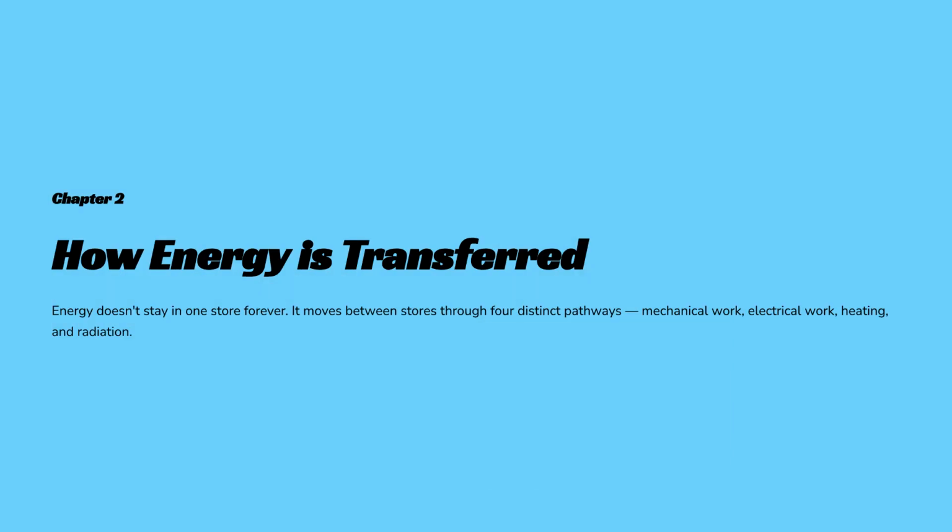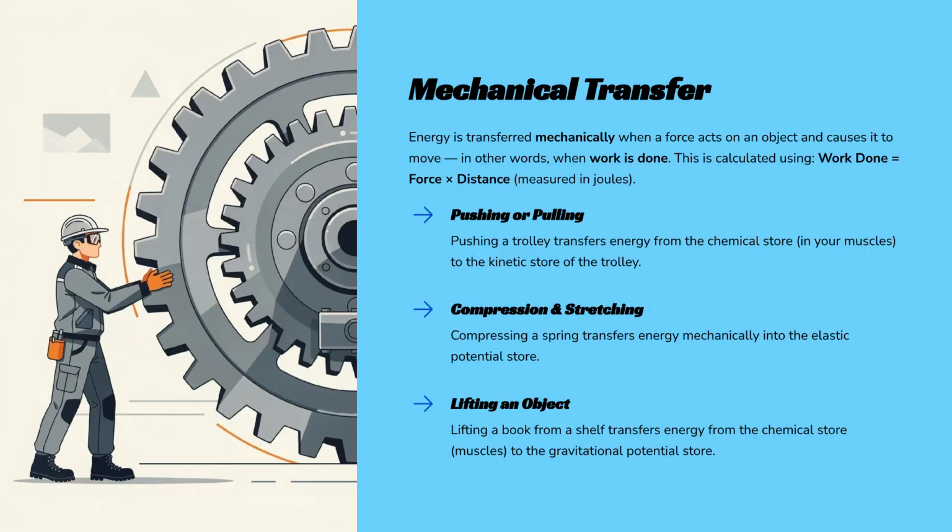Now let's move to Chapter 2, how energy is transferred. Energy is moved between stores through 4 distinct pathways: mechanical, electrical, heating, and radiation. Mechanical transfer occurs when a force acts on an object, resulting in work being done. Examples include pushing or pulling an object, stretching a spring, or lifting a book.